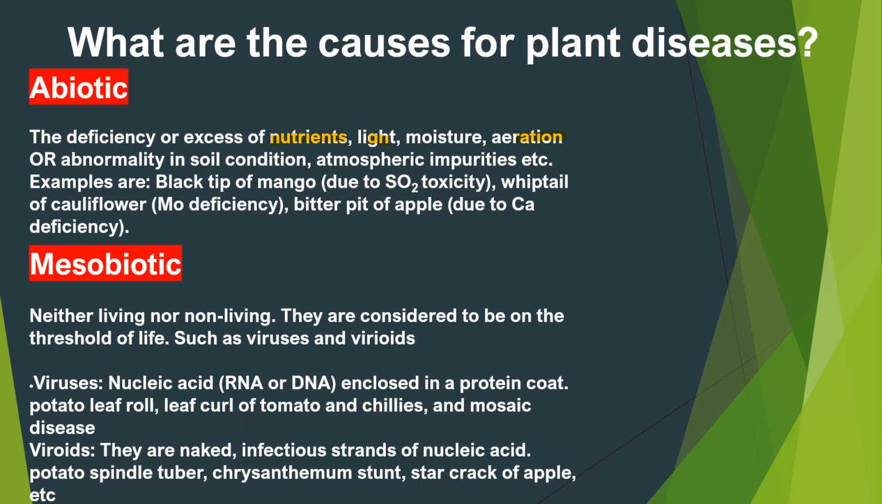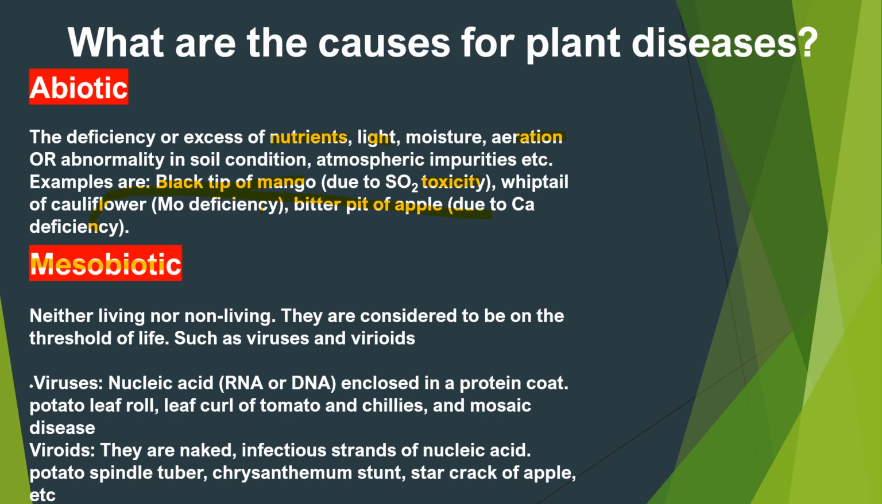For example, black tip of mango. Now this black tip of mango is due to sulfur dioxide toxicity. Whiptail of cauliflower is due to molybdenum deficiency. Bitter pit of apple is due to calcium deficiency. So here are a few examples for abiotic causes. Then come the mesobiotic causes.